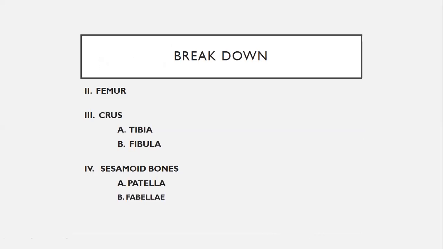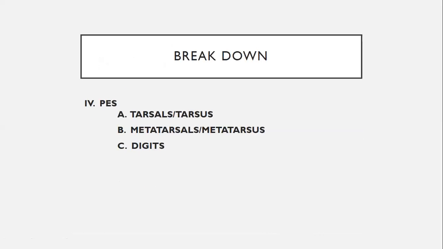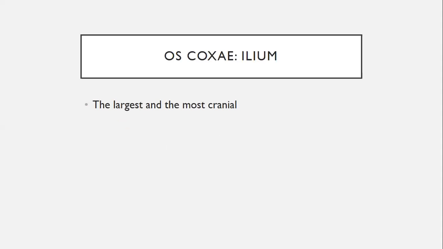Then we have the femur, the crus, we have the tibia and the fibula, and sesamoid bones, which are composed of the patella and fabellae, and then we have the pes. So tarsals, tarsus, metatarsals, and digits. I forgot to mention the crus. Then we have the os coxae. So again, the ilium is the largest and the most cranial of the 4.